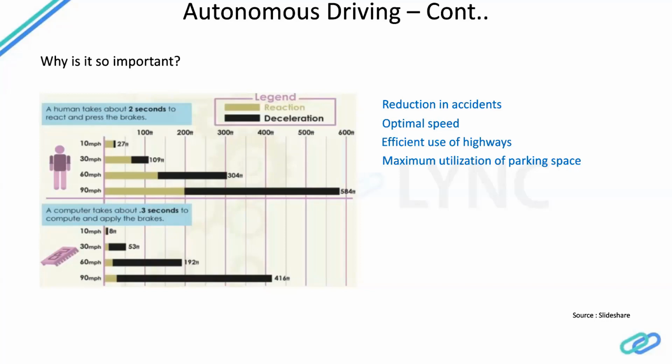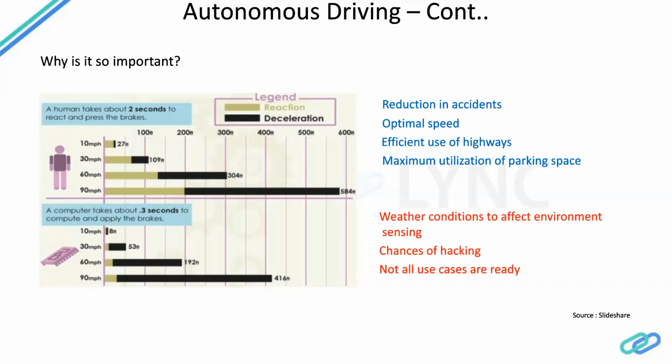Obviously this has some disadvantages also, especially weather conditions that affect the environment sensing. In certain conditions, suppose it is raining heavily or snowing, in those kinds of situations, when your camera cannot see what is ahead, the sensing hardware basically, or your radar is malfunctioning, then it becomes difficult to carry on with autonomous driving.